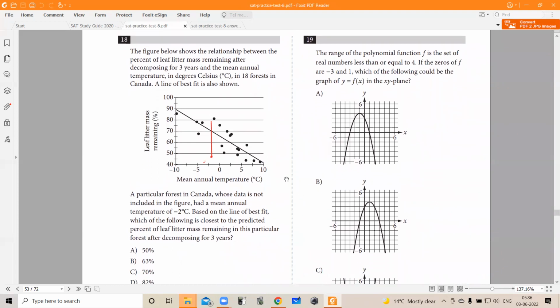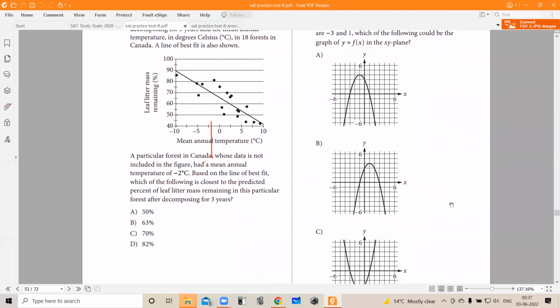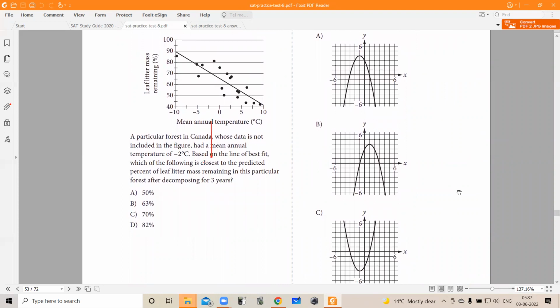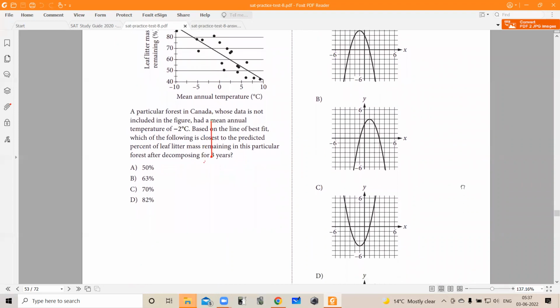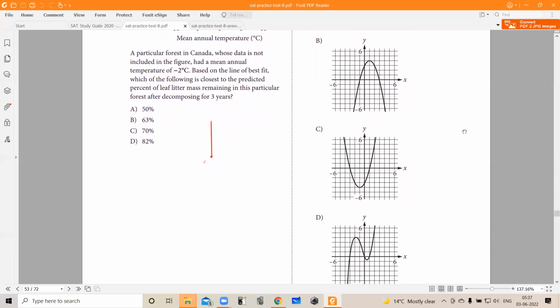19. The range of the polynomial function f is the set of real numbers less than or equal to 4. If zeros of f are -3 and 1, which of the following could be the graphs? So -3 needs to be a zero. So it could be A, and C, correct. And that's it.